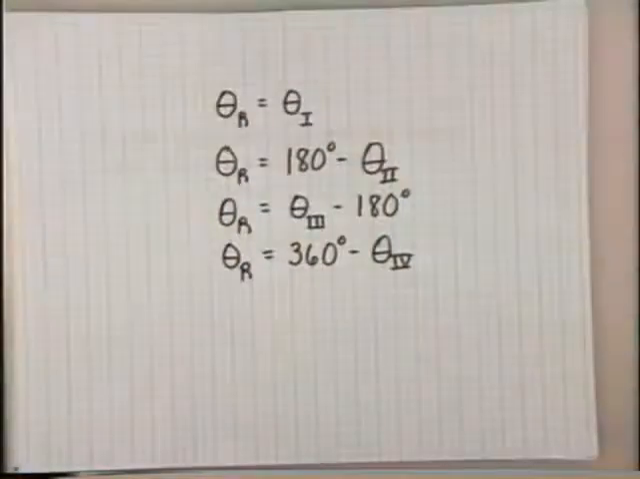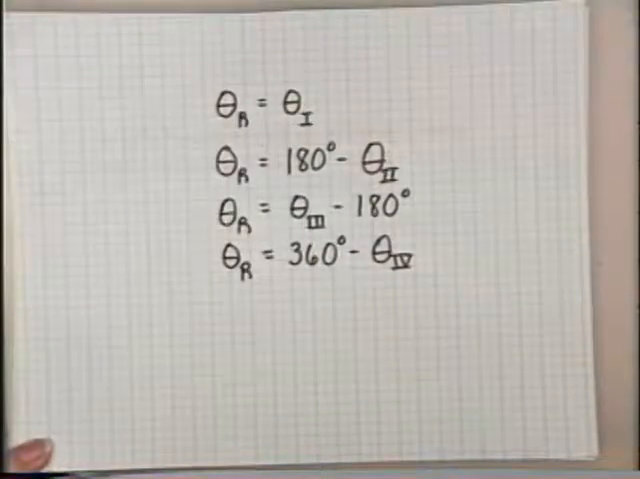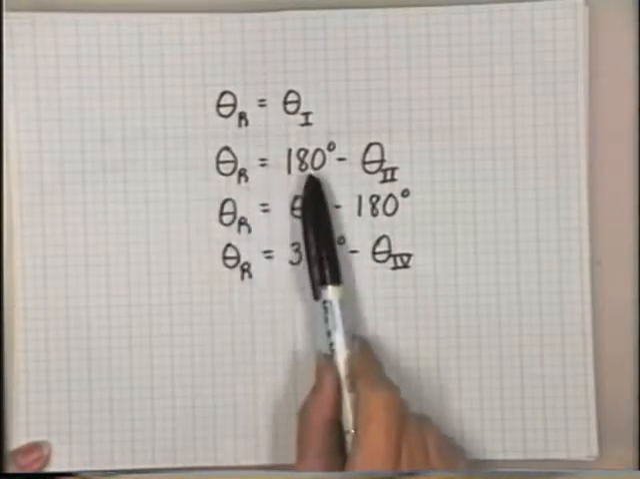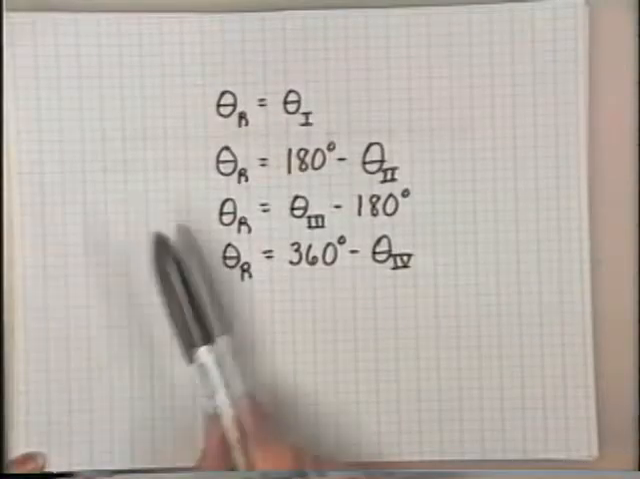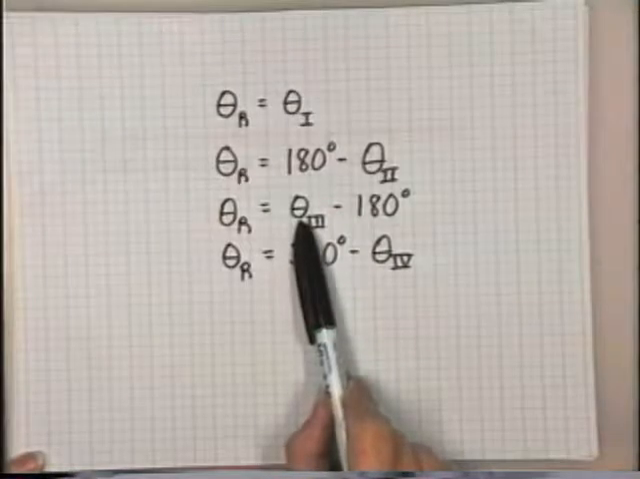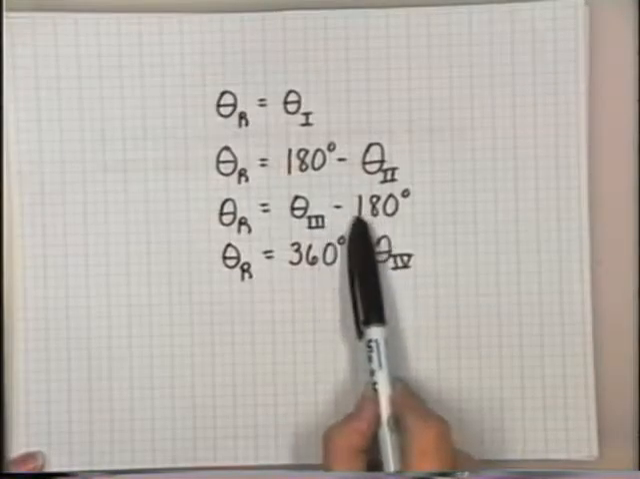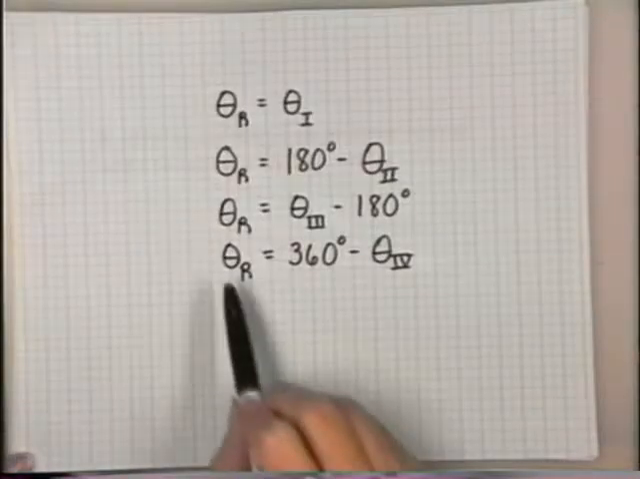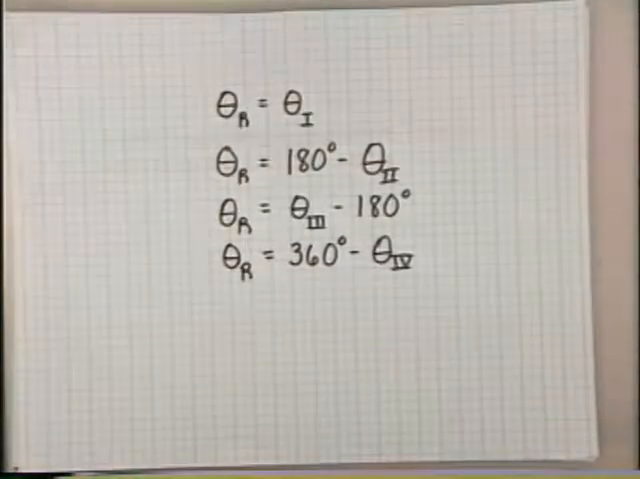Now, let's review what we just did. For a first quadrant angle, the reference angle equals the first quadrant angle. If we know the second quadrant angle, to find its reference angle, we say 180 degrees minus the second quadrant angle. In the third quadrant, to find the reference angle, we take the angle that's in the third quadrant and we subtract from it 180 degrees. And looking for the reference angle of a fourth quadrant angle, we say 360 degrees minus the measure of the fourth quadrant angle.